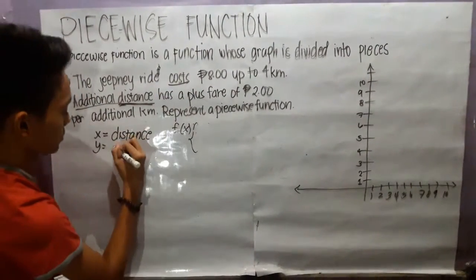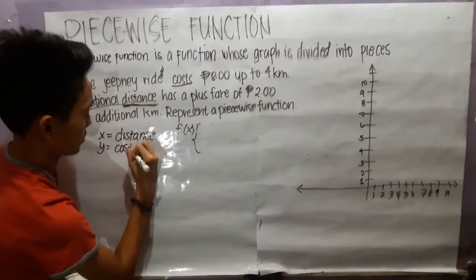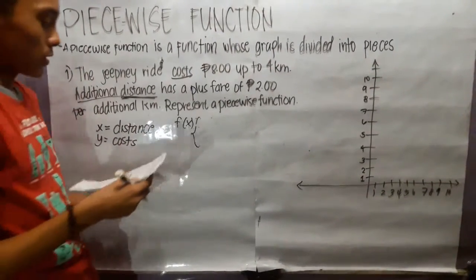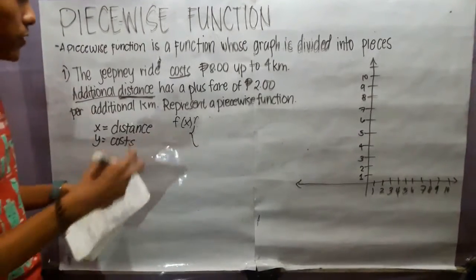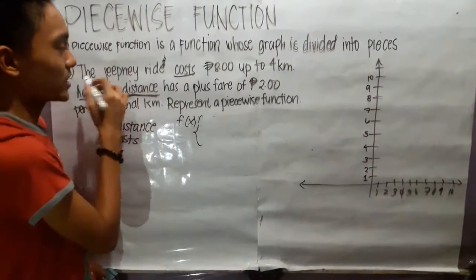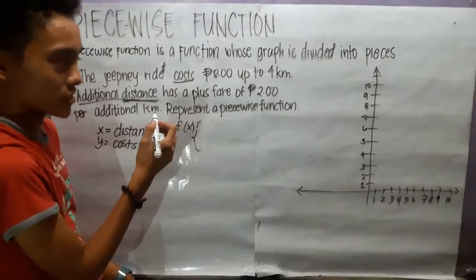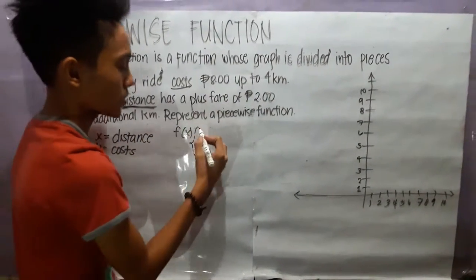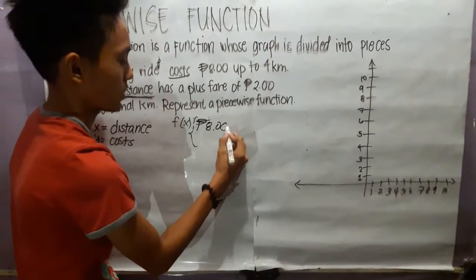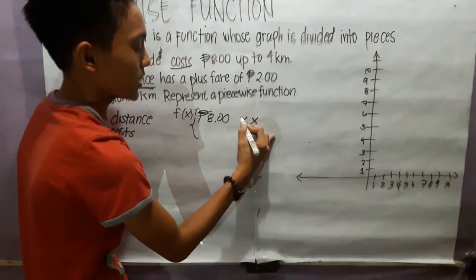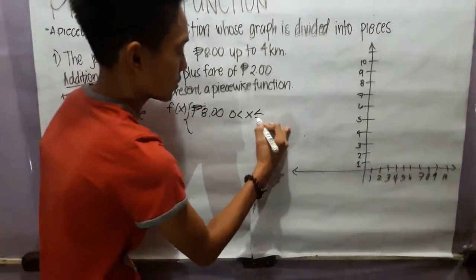and y is the cost. Now, we will divide the function according to the condition of the problem. First, it says here that if your ride costs 8 pesos up to 4 kilometers. So, f of x is 8 pesos if x is greater than 0 but less than or equal to 4.